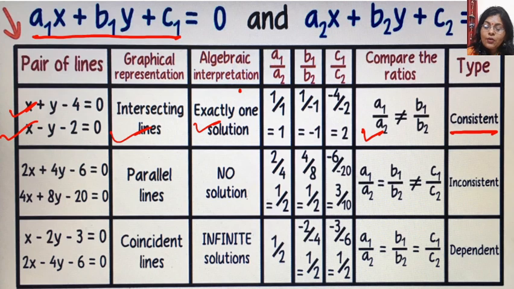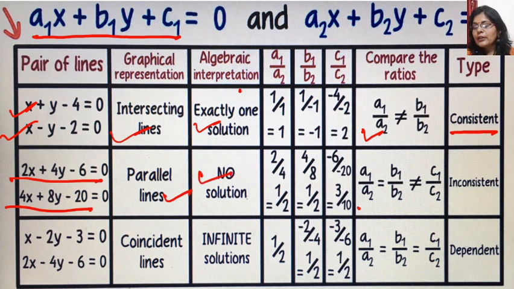Now, talking about the other lines, 2x plus 4y minus 6 equal to 0 and 4x plus 8y minus 20 equal to 0. They will have parallel lines, no solution, and the condition involved is a1 upon a2 is equal to b1 upon b2 is not equal to c1 upon c2. Such types of equations are called inconsistent equations, not having any solution.